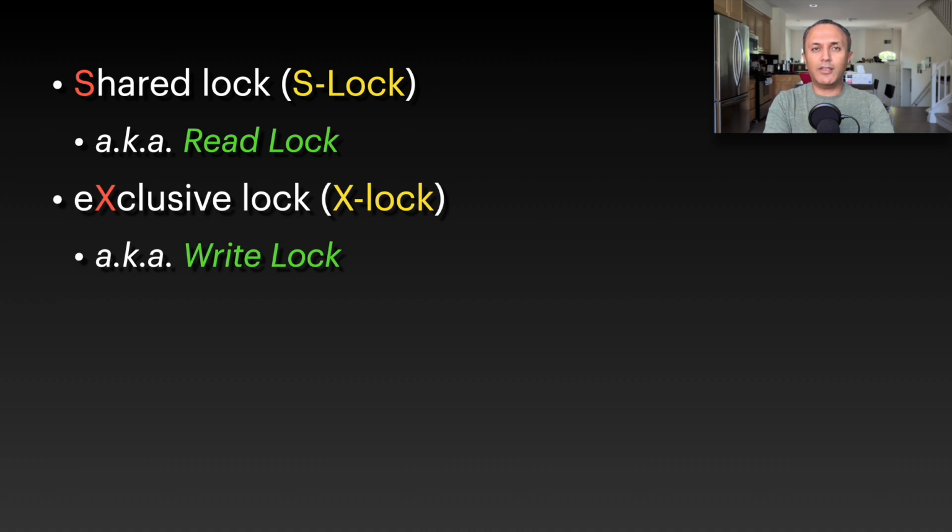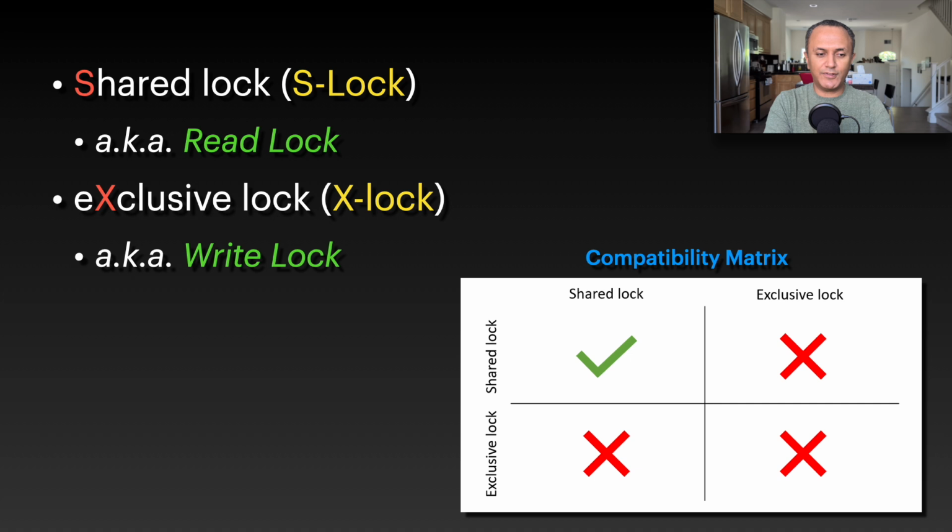The exclusive lock is something that can only be held by a single transaction, and no one else can access that same object at the same time. So now that we have two types of locks, I kind of went through it, but in a formal way, we need to understand how they interact. So we have this compatibility matrix.